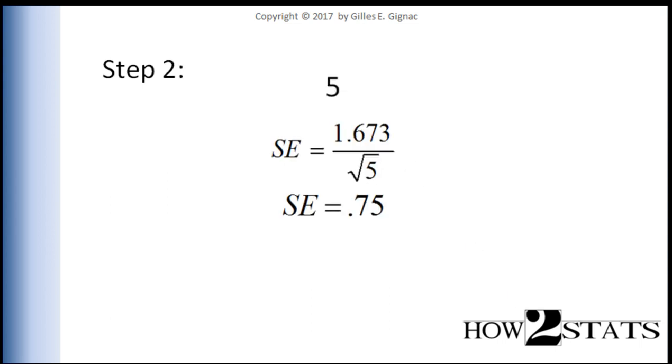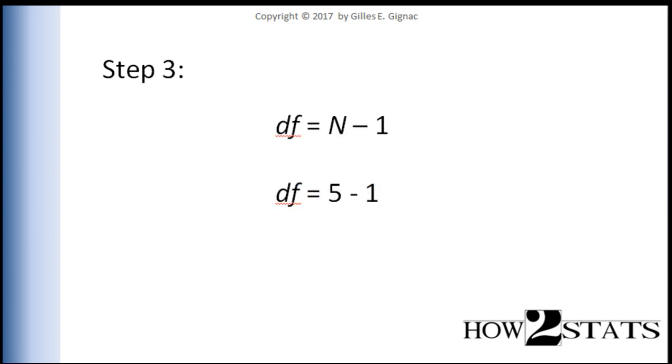The standard error of the mean calculation for 95% confidence intervals is exactly the same as the 68% confidence intervals. So it's the standard deviation divided by the square root of 5, and that gives 0.75 for the standard error of the mean. Degrees of freedom, exactly the same, n minus 1. In this case, that's a value of 4.